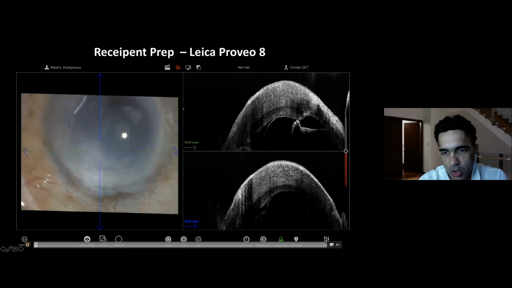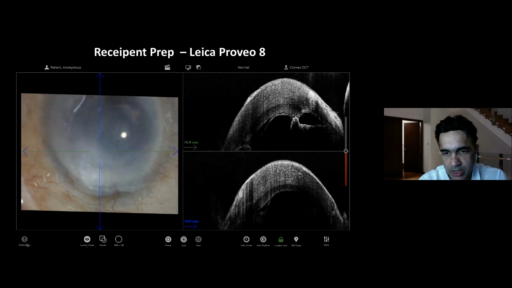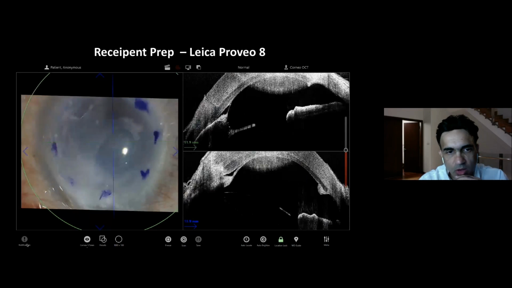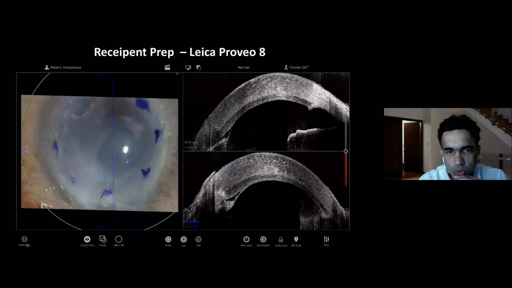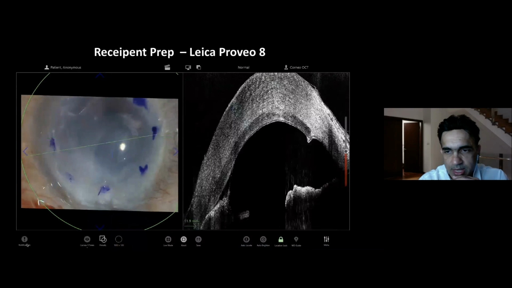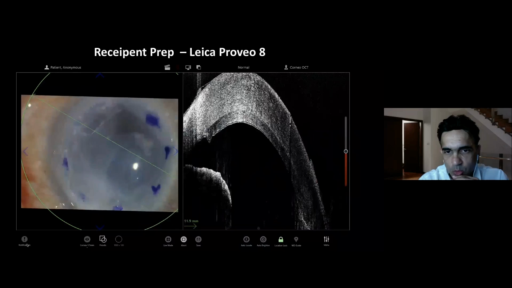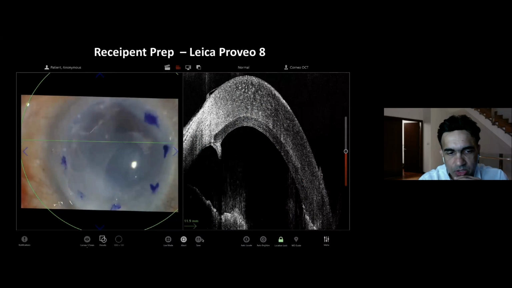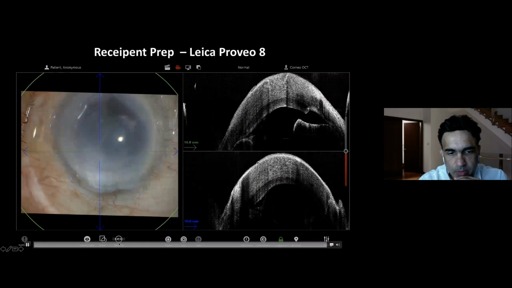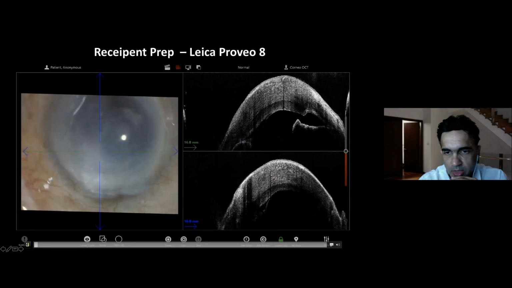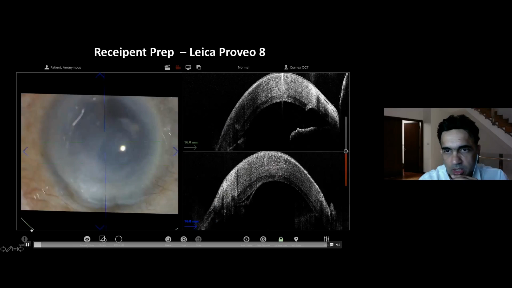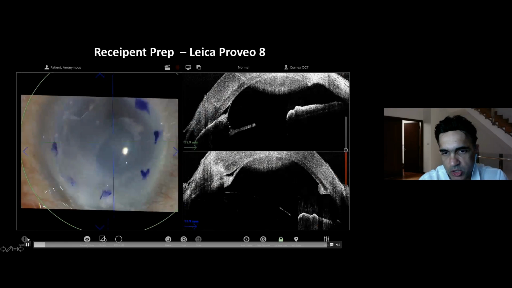So I'm using the OCT to give me some idea about how we're going to remove the graft. So first of all, we need to remove this old DSAEK tissue itself. So again, we scan all the way around, and you can see in certain areas around the graft, there's more adhesion than others. Okay, so it's not even around the whole way, and that's one of the advantages of the circular scan.